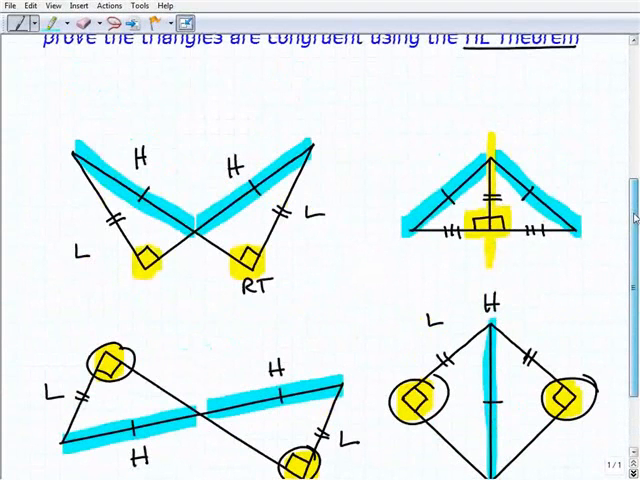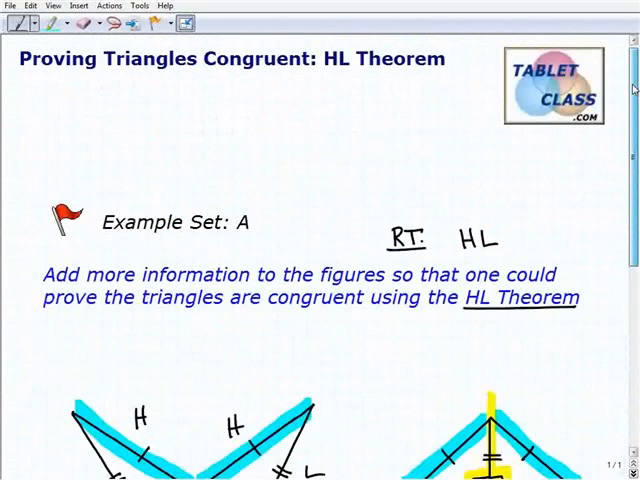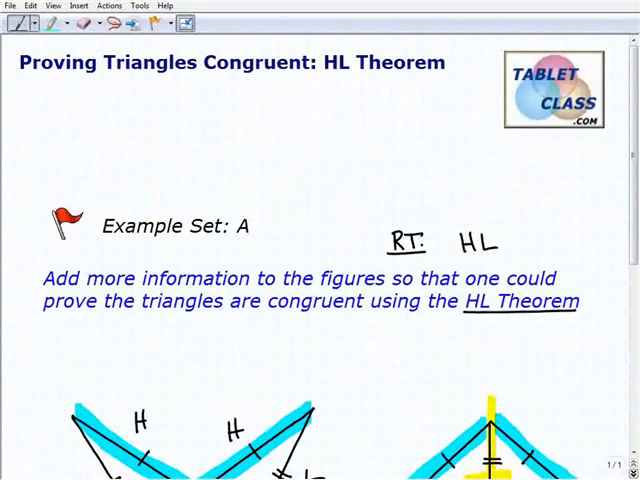All right, so hopefully this exercise served its purpose to reinforce the theorem. Just remember, the HL theorem goes into your toolkit with all those other postulates and theorems we've been studying. You don't want to forget those, especially on a test when you're given any situation and you have to use all your tools to figure out what theorem or postulate would apply to prove congruency. Keep working hard. We'll see you soon.